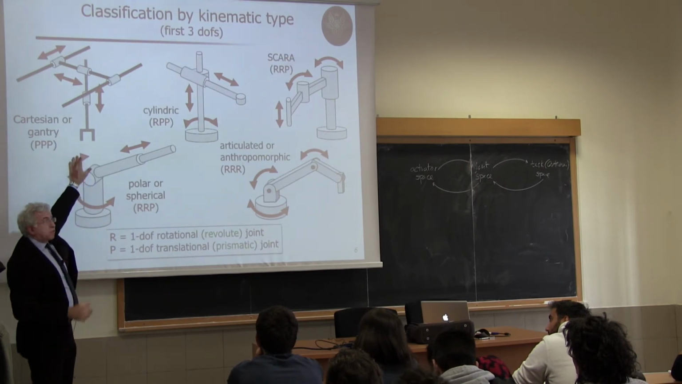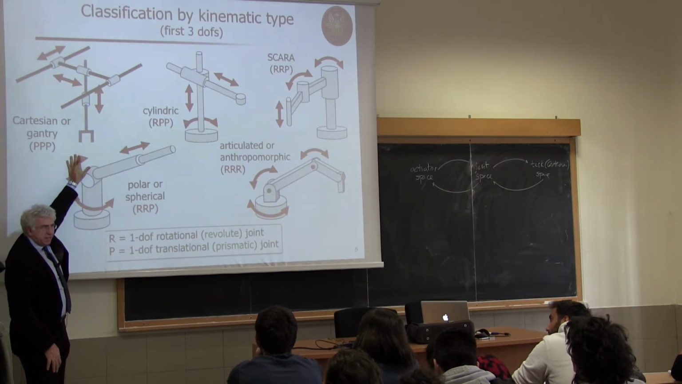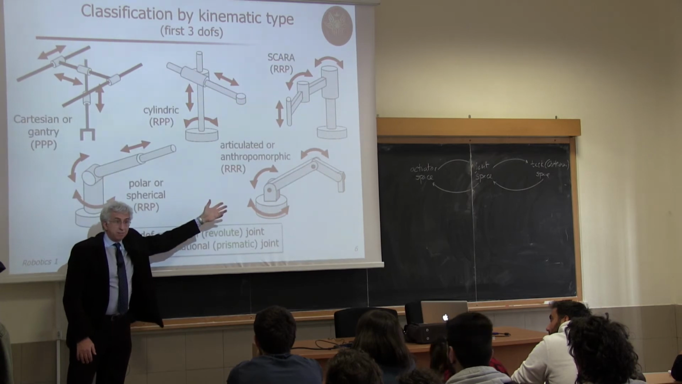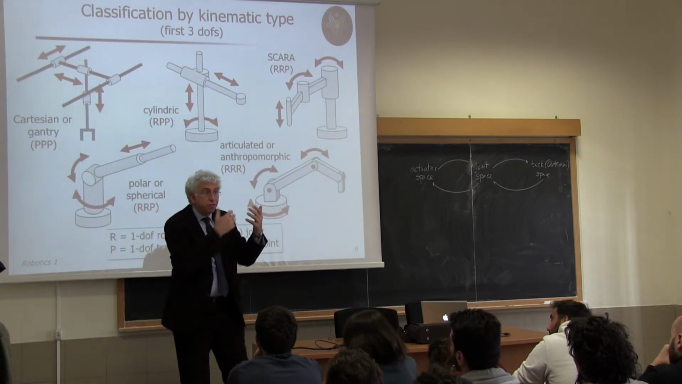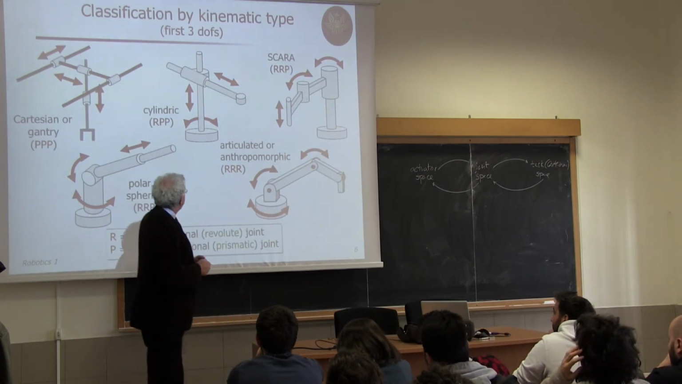But this is prismatic. The direct kinematics for this is very simple. And even the inverse kinematics is very simple. The more revolute joints, the more difficult it is, because you're introducing trigonometric quantities, and then you have to invert trigonometric relationships. Essentially, this is the basic difficulty.